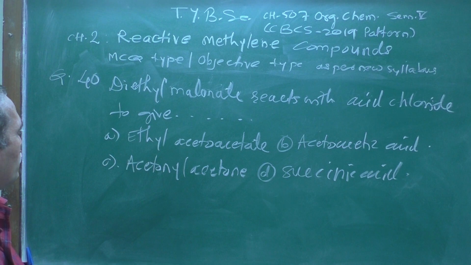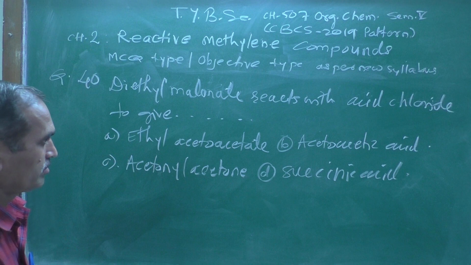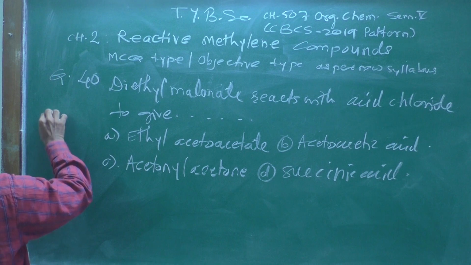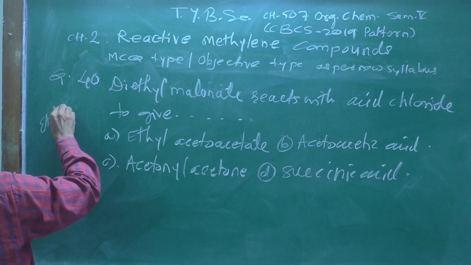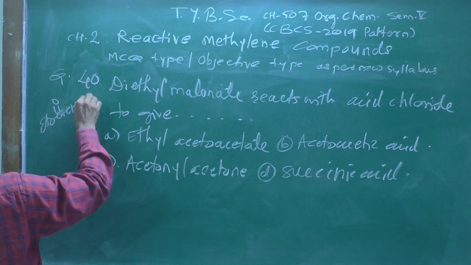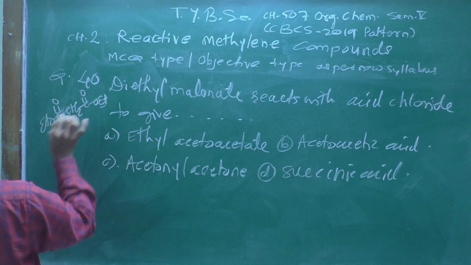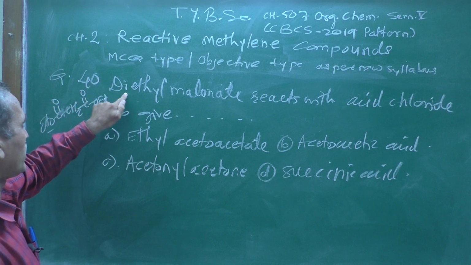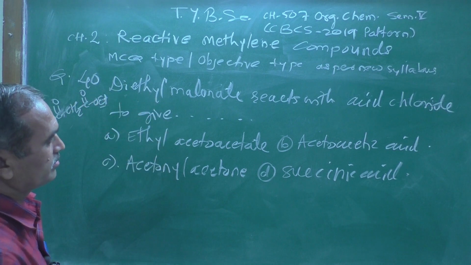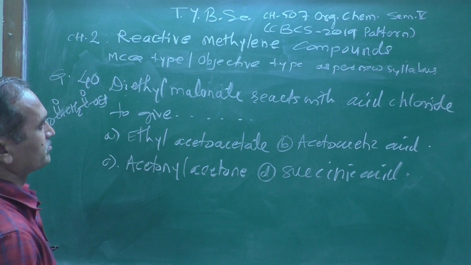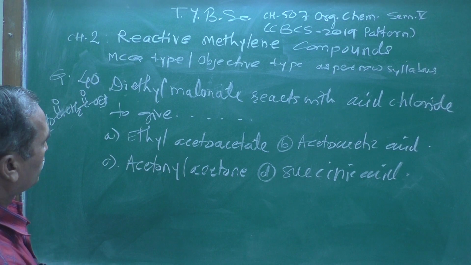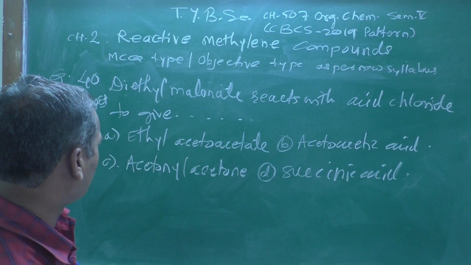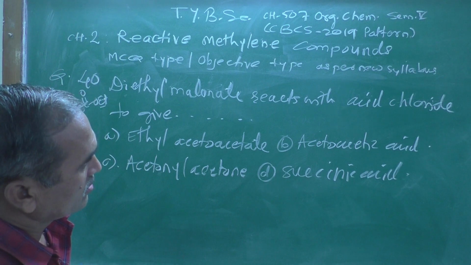Read question number 40 carefully. Everybody knows the structure of diethyl malonate: EtO, C double bond O, CH2, C double bond O, OEt. There are two ethyl groups, and therefore it is known as diethyl malonate. It reacts with acid chloride to give what? Ethyl acetoacetate, acetoacetic acid, acetone, or succinic acid?